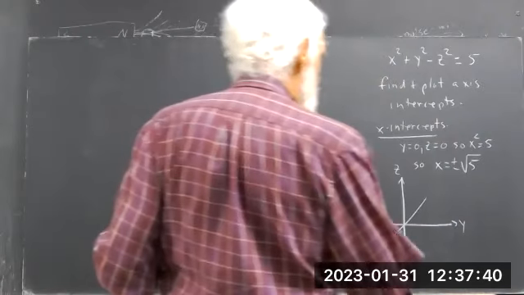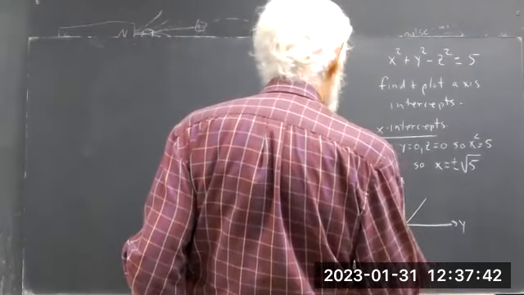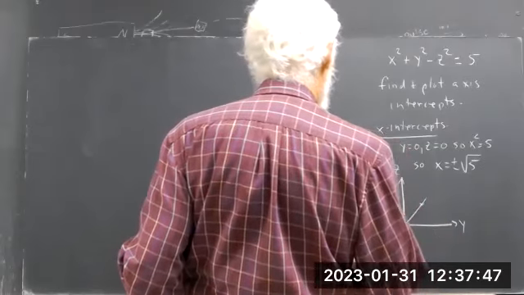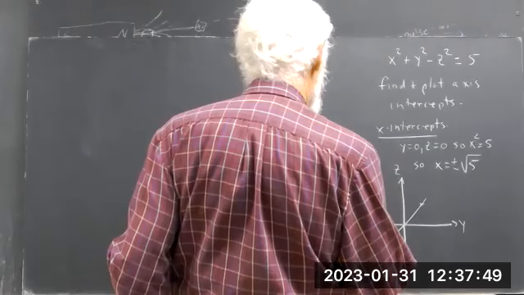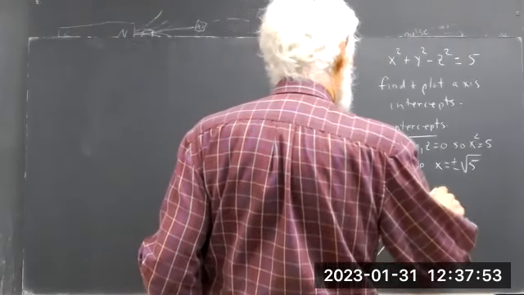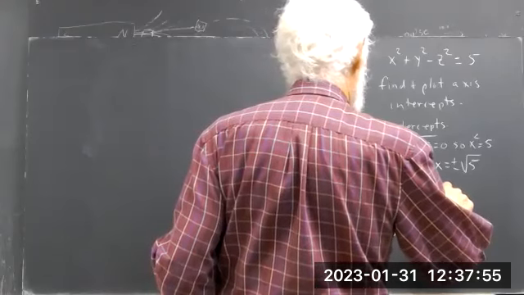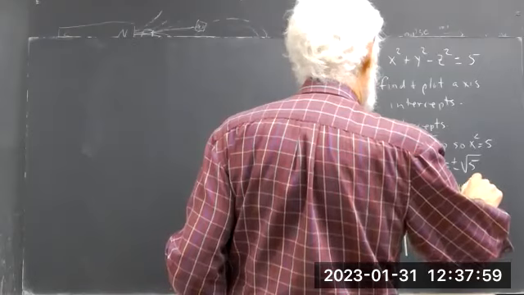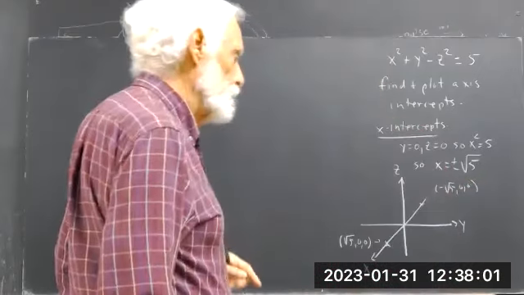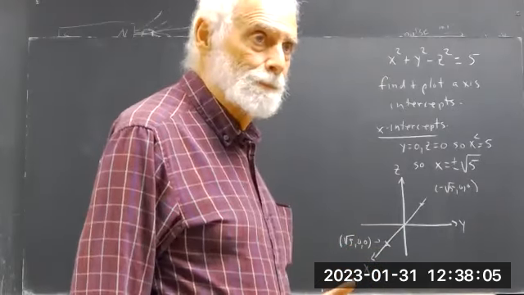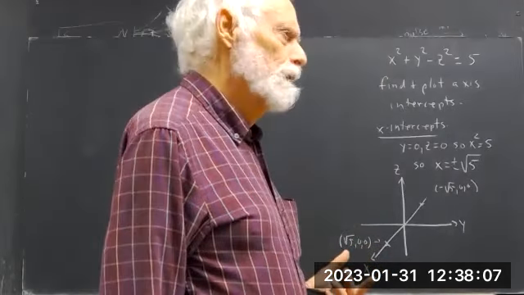So we have x equals square root of 5 or negative square root of 5. So this is the point, square root of 5, 0, 0. This is the point, negative square root of 5, 0, 0. Square root of 5 is about 2 1/4. Okay, 9/4. All right.